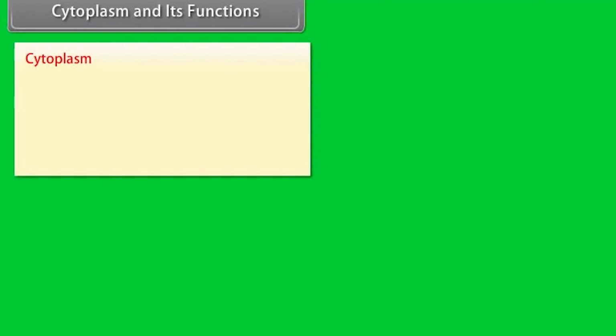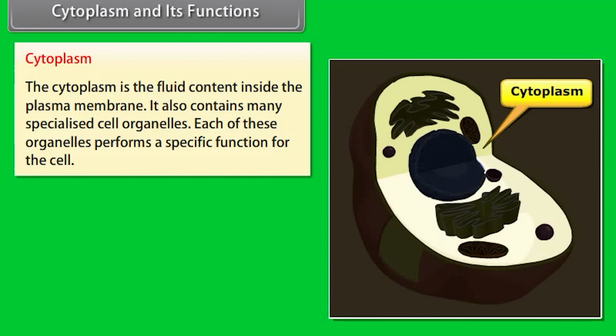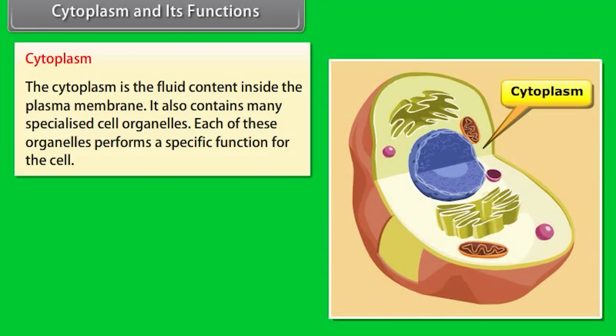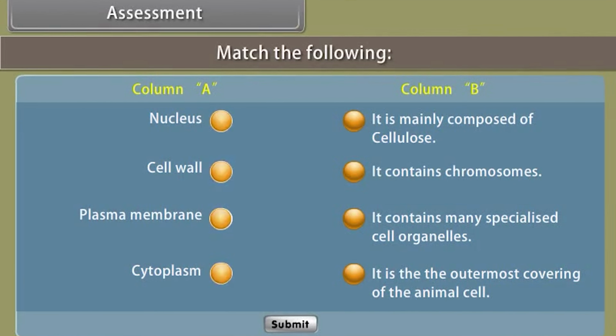Cytoplasm and its functions. Cytoplasm. The cytoplasm is the fluid content inside the plasma membrane. It also contains many specialized cell organelles. Each of these organelles performs a specific function for the cell. Functions of cytoplasm. In cytoplasm, all cell organelles are embedded. Assessment. Match the following.